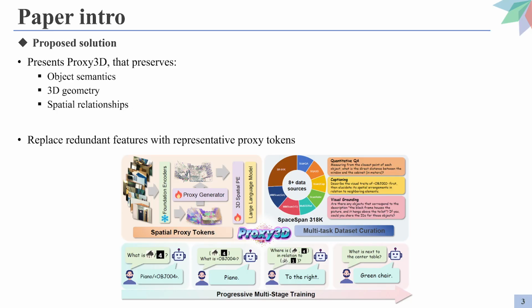To address this problem, the authors propose Proxy 3D. Their main observation is that visual information in a scene is highly repetitive. A scene may contain thousands of image patches, but many of them correspond to repeated observations of the same chair, table, wall, or cabinet. Proxy 3D therefore groups semantically and spatially related features and replaces them with a smaller number of representative 3D proxy tokens.